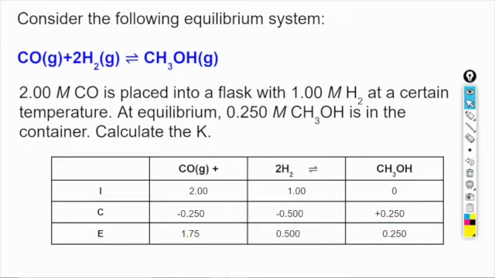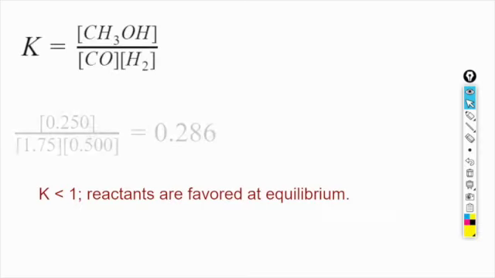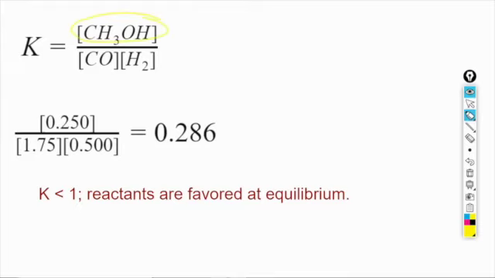Okay. So the next thing is to take that and plug it in. So we plug in the values up at the top. We have our products on the top. Products always go on top, and it's divided by the reactants. And they're all gases, so they all go in here. So we have our value from the ICE table for the methanol, for the H2 and the CO placed in there. We use our calculator, and we get 0.286. Now, K is less than 1, so the reactants are favored at equilibrium, but this is our calculation of the equilibrium constant for this problem.